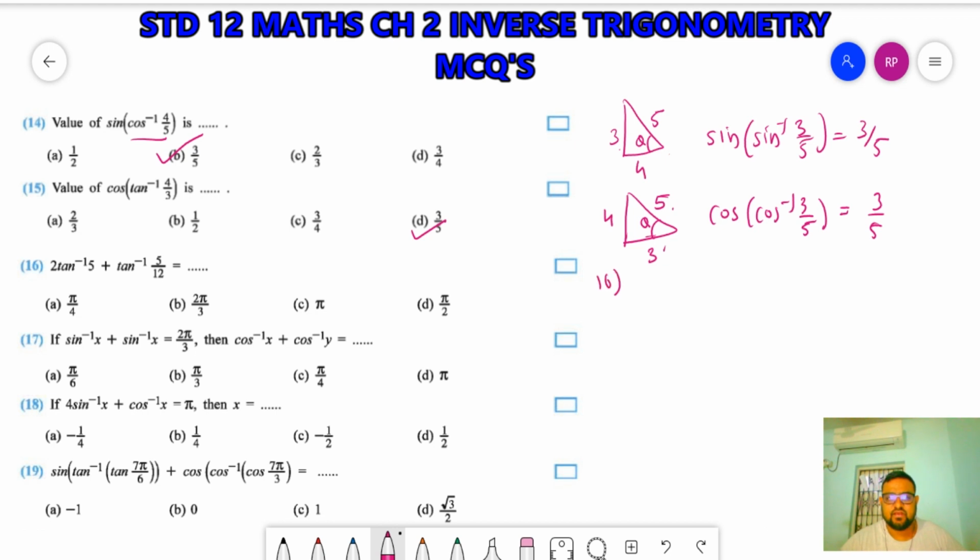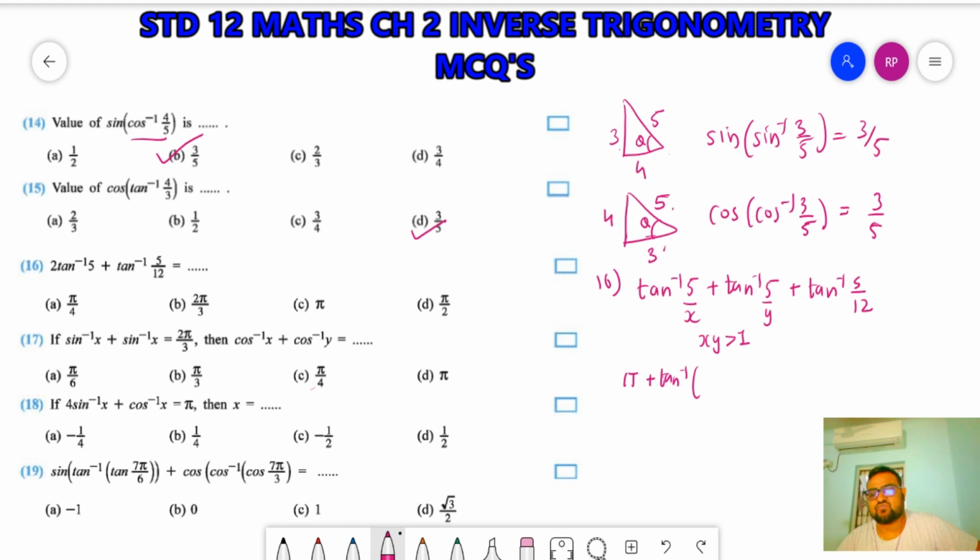Okay, 16. 2 tan inverse 5 plus tan inverse 5 by 12. So that will be equal to tan inverse 5 plus tan inverse 5 plus tan inverse 5 by 12. Now here if I take the first as x and this as y, then xy is greater than 1. So the formula will be pi plus tan inverse of x plus y upon 1 minus xy. So pi plus tan inverse of x plus y means 5 plus 5, 10, over 1 minus 5 into 5, 25. Right? So 1 minus 25, that will be equal to minus 24.